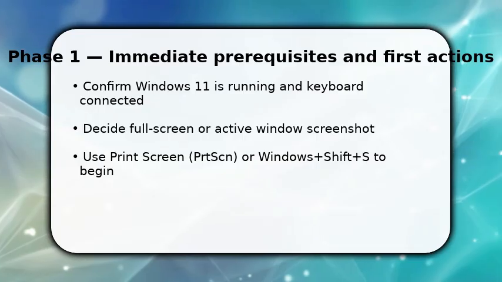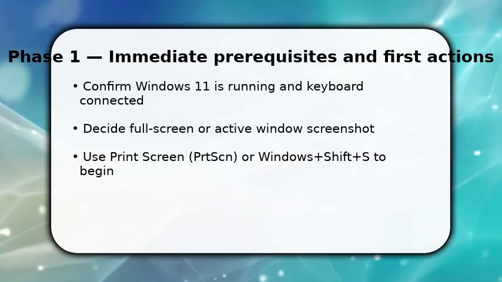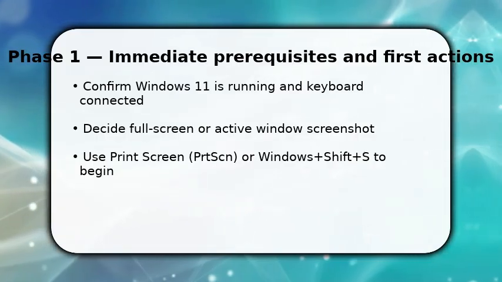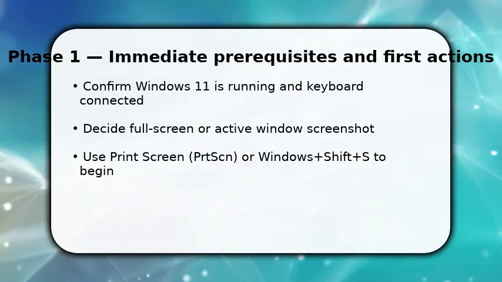You will begin by choosing what to capture and which key combo to use. Press PRT-SCN to copy the whole screen to the clipboard. This is fast when you only need a quick image.